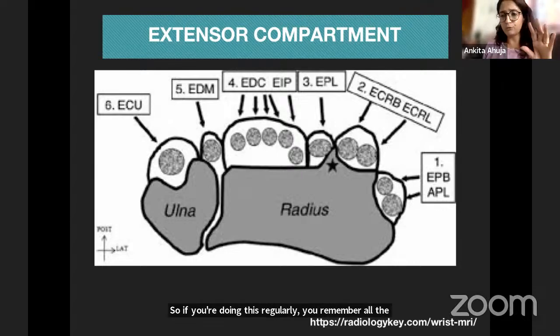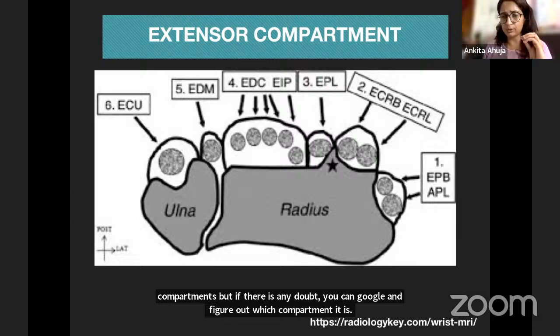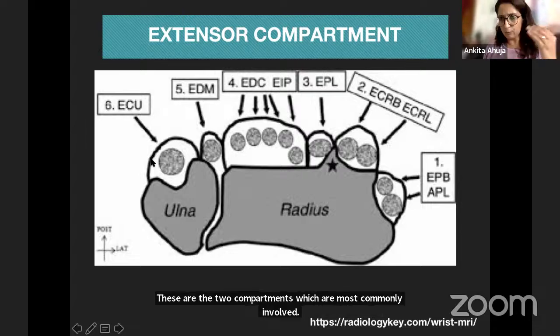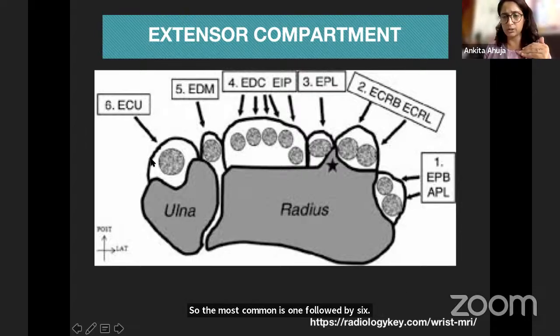But the most important thing, which I really want all of you to remember, is compartment 1 and compartment 6. These are the two compartments which are most commonly involved. So the most common is 1 followed by 6. And I'm going to show you those compartments particularly. But we remember that compartment 1 is the most commonly affected, followed by compartment 6. Compartment 1 has two tendons, abductor pollicis longus and extensor pollicis brevis, and compartment 6 is extensor carpi ulnaris.